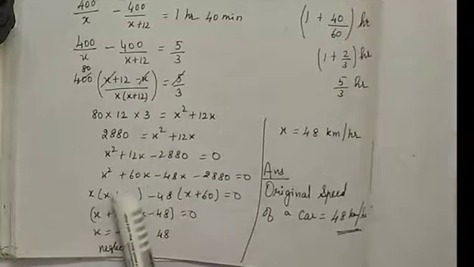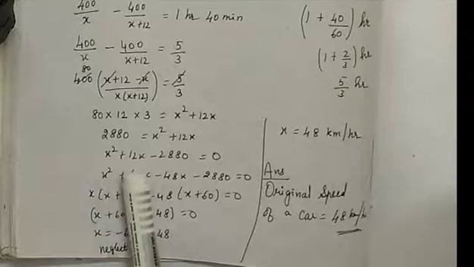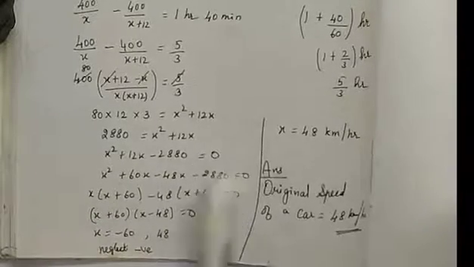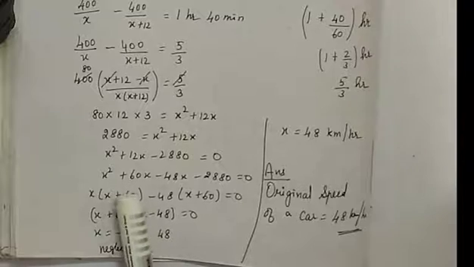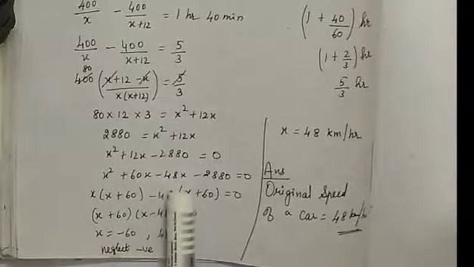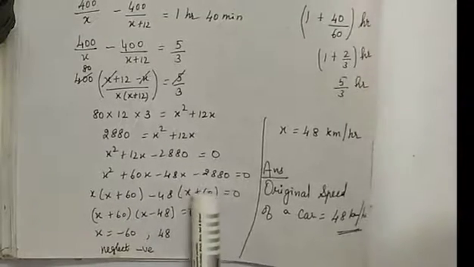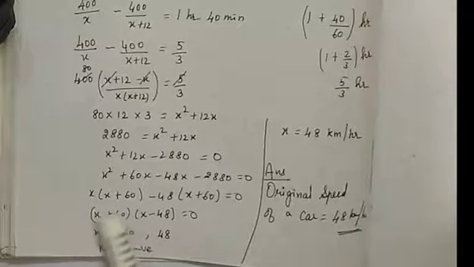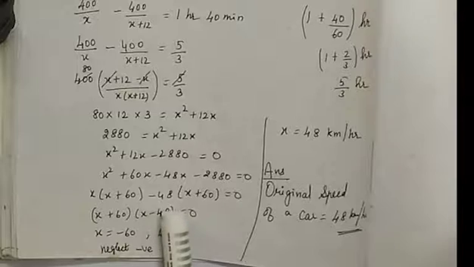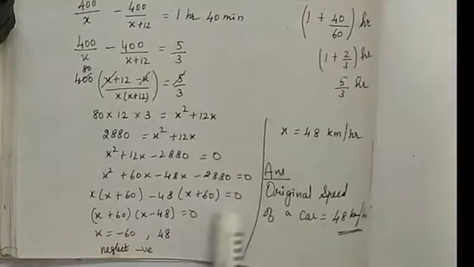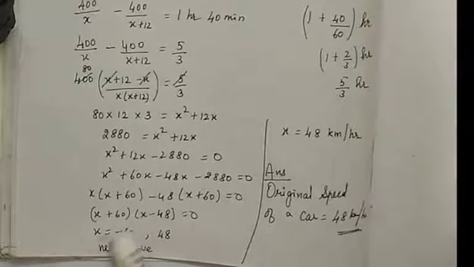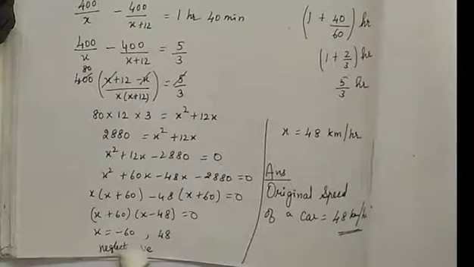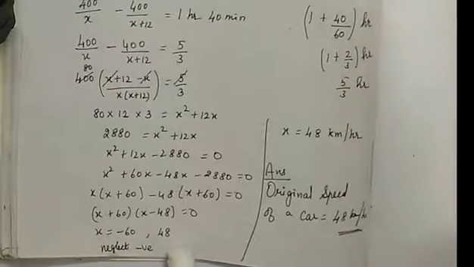You will get the quadratic equation x squared plus 12x minus 2880 is equal to 0. x squared plus 60x minus 48x minus 2880 is equal to 0. Now group it. x into x plus 60 minus 48 into x plus 60 is equal to 0. x plus 60 into x minus 48 is equal to 0. x is equal to minus 60, 48.